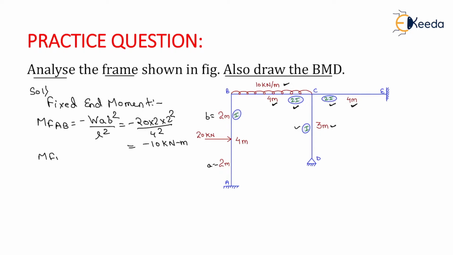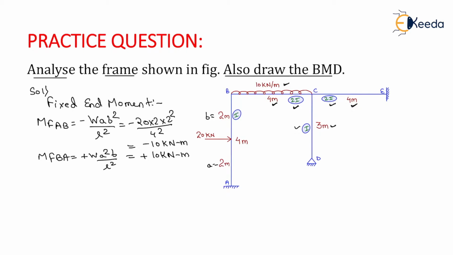Similarly, we can find the fixed end moment of BA, which will be plus W a squared b upon L squared. On putting the values, we get plus 10 kilonewton meter. That will be the fixed end moment for span BA.